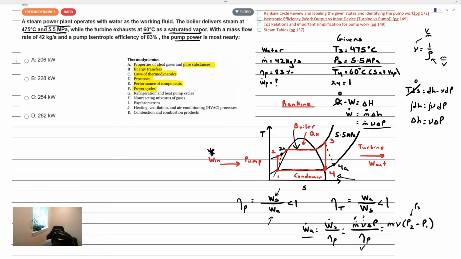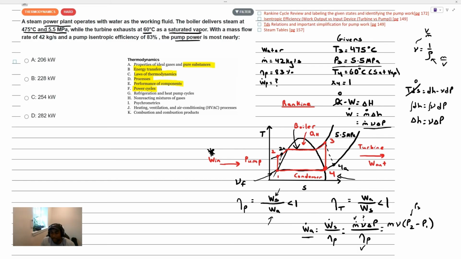Now, how could we find the pressure at state point 1? We know everything about state point 4 because we know its temperature is 60 degrees C and we know its quality. It's equal to 1, or it's a saturated vapor. So we can go into the steam tables. We can find the specific volume at state point 1, knowing that the pressure is exactly the same at state point 1 and state point 4. So we can find the specific volume of a saturated liquid, which is vf.